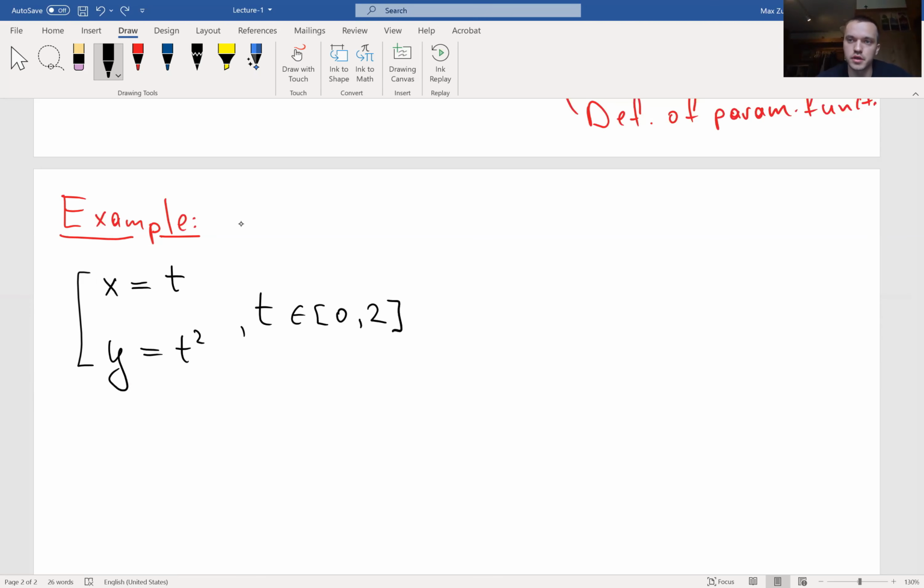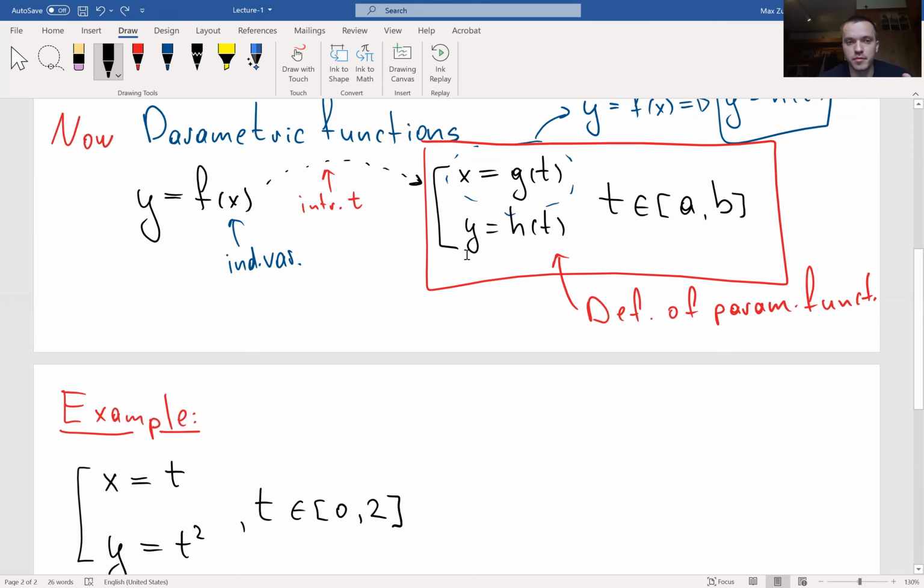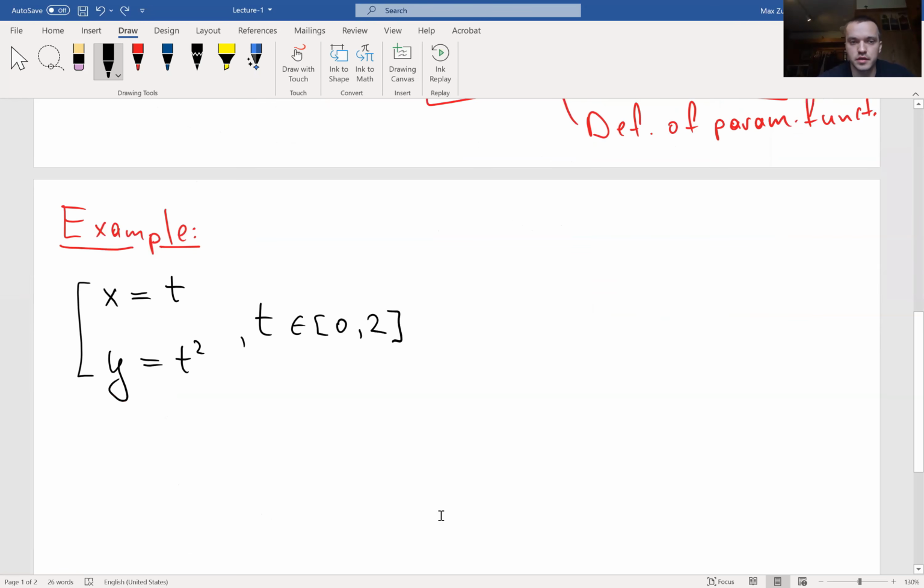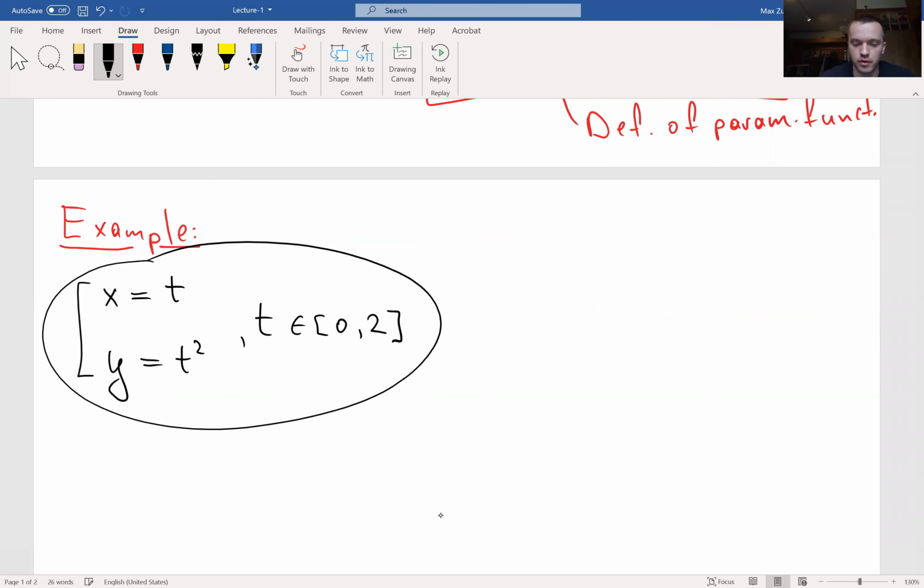But then the question is, okay, so this is a parametric function. This parametric function came from some Cartesian function. What is the graph of that function? In other words, what is the difference between Cartesian and parametric functions? To see the difference, let's take this parametric function right now and graph it.